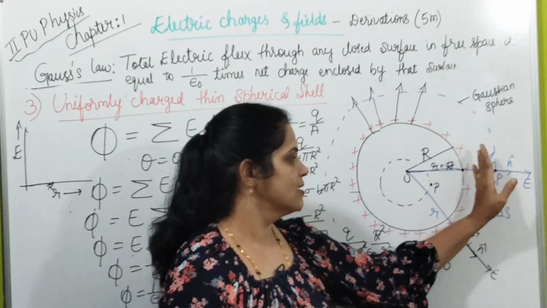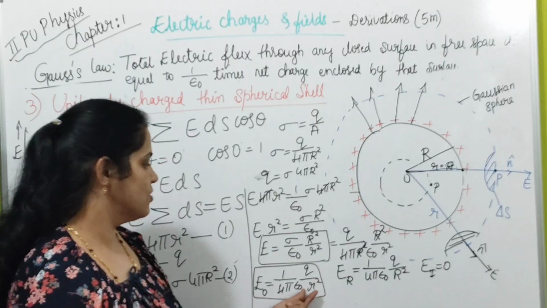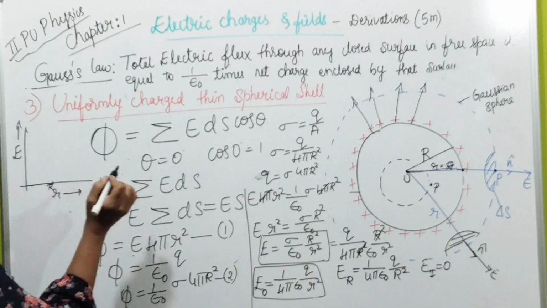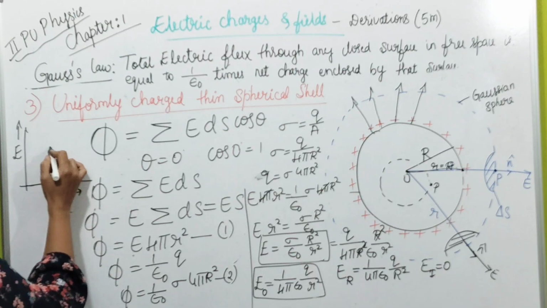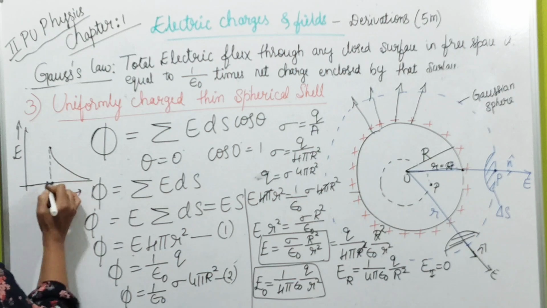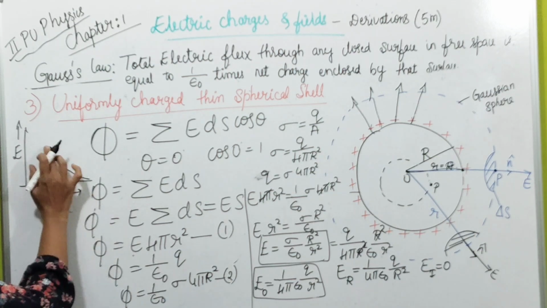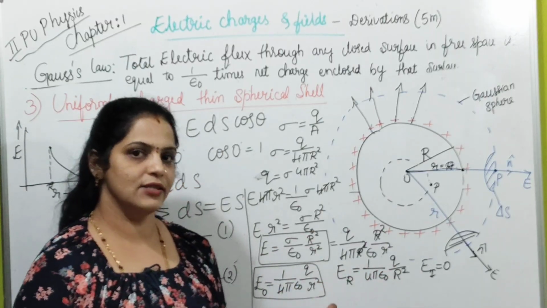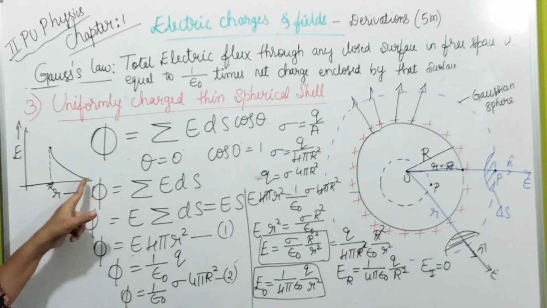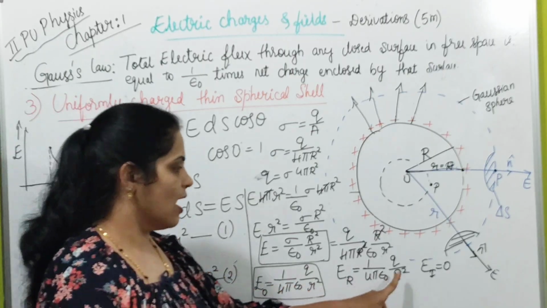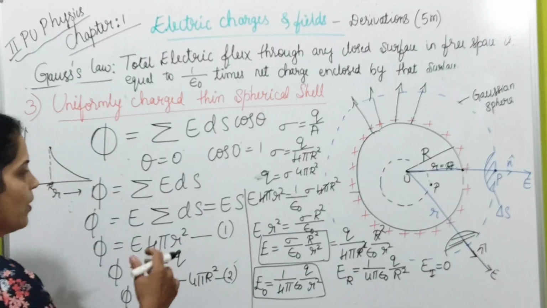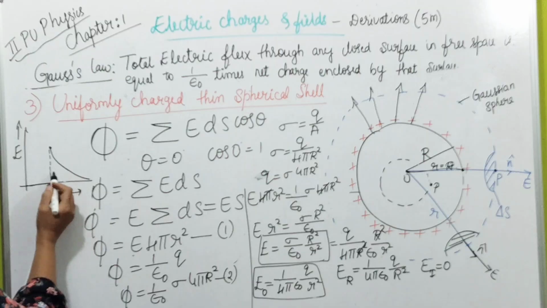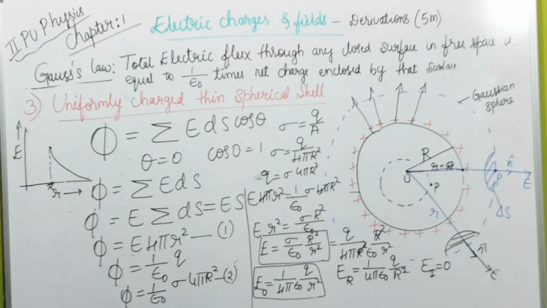As distance increases, electric field decreases, because electric field and distance are inversely related. So on the surface, electric field is maximum and then decreases. So the graph looks like this. As distance increases, electric field decreases, and electric field is inversely proportional to the square of the distance. That's why the graph is a curve, not a straight line. If it were just r, then it would be a straight line. Since it is square, the graph is a curve, so electric field decreases as distance increases.